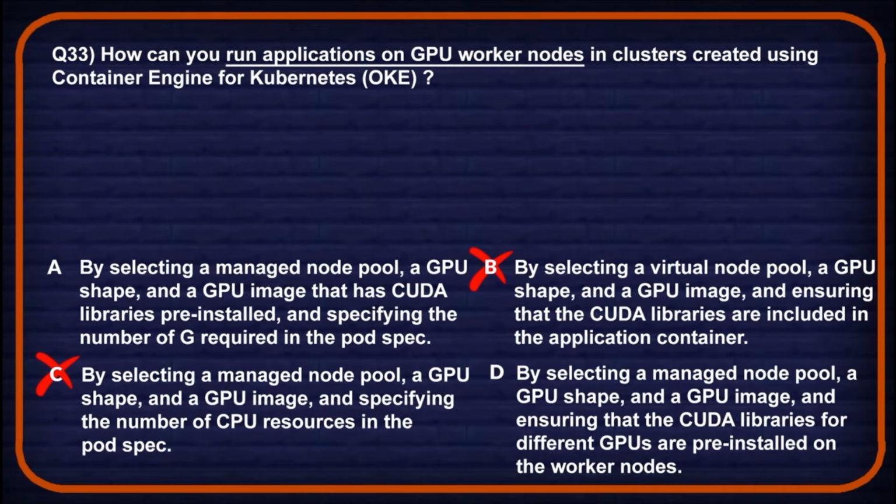Moving on to option number D. By selecting a managed node pools, a GPU shape and a GPU image and ensuring that the CUDA libraries for different GPUs are pre-installed on the worker nodes. Node comes with compatible CUDA libraries. Applications are isolated from GPU types and do not need any version pre-installed. So option D again a wrong choice. So option A will be the correct one.